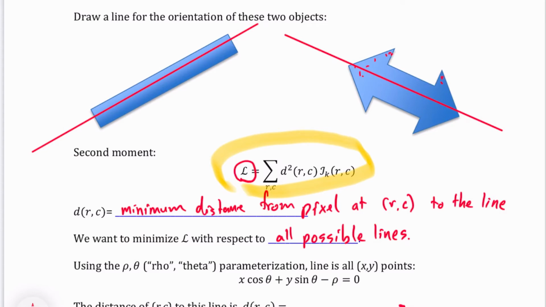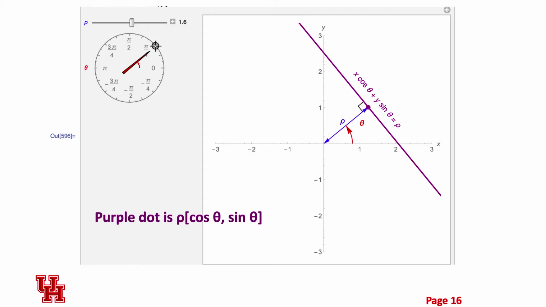We're going to use what's called the rho-theta parameterization of a line, which says that I completely specify my line by saying it's x times cosine of theta, where theta is one of my parameters for my line, plus y times sine theta, minus rho, is equal to 0. And so we want to minimize the distance. So let's talk a little bit about what this parameterization means.